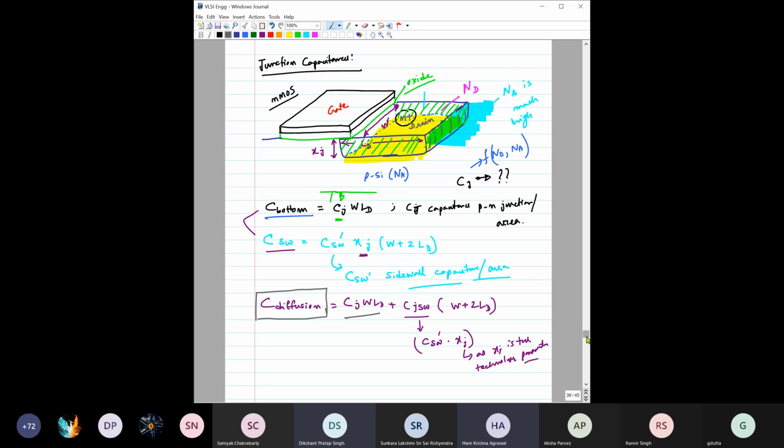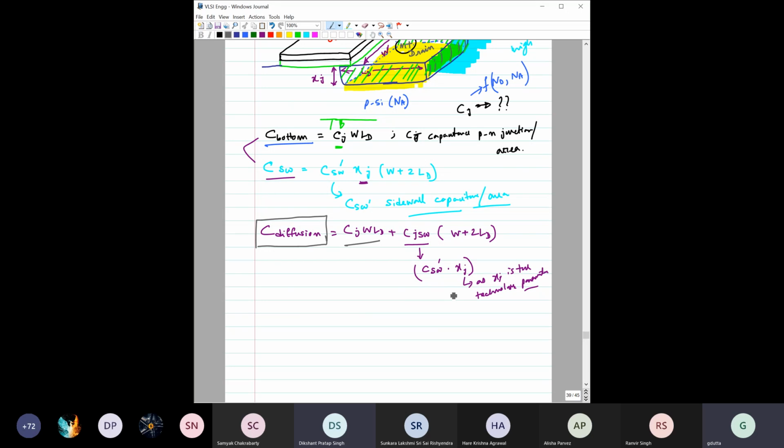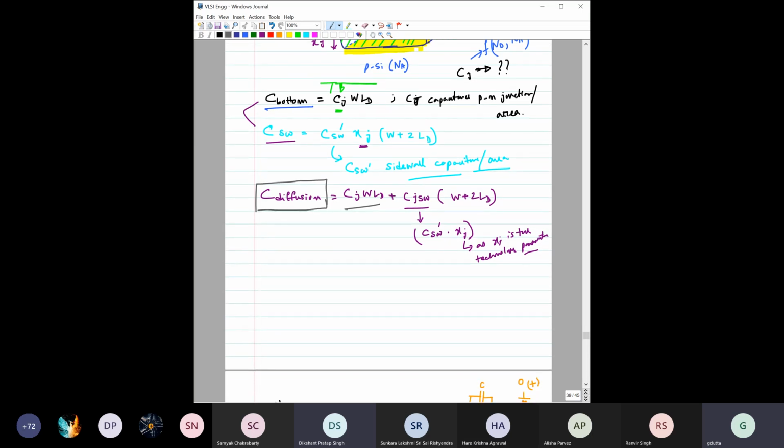So here it's not completely directly proportional to W, because there is a part due to CJSW as well. Okay, I agree with you, because here you are saying that some 2 LD part is also there because of that, right? Yes, sir. Okay.